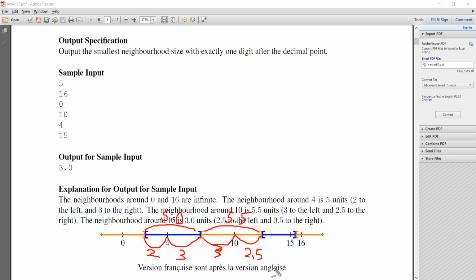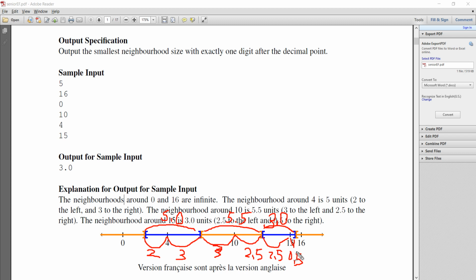And then let's calculate the size for the village at point 15. The left side is 2.5, and to the right side is 0.5. So the total size of village 15 is 3.0.